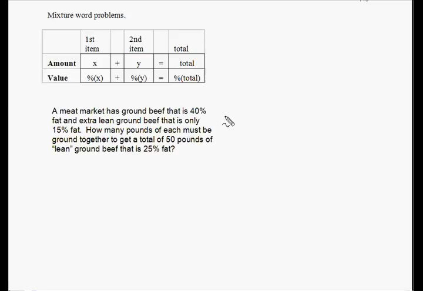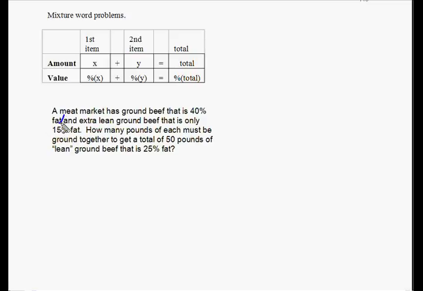In this word problem, a meat market has ground beef that is 40% fat and extra lean ground beef that is only 15% fat. How many pounds of each must be ground together to get a total of 50 pounds of lean ground beef that is 25% fat?